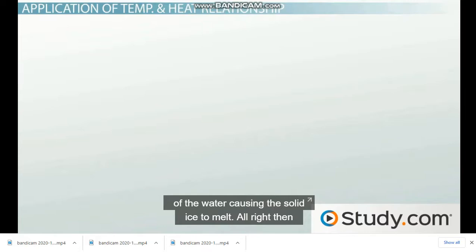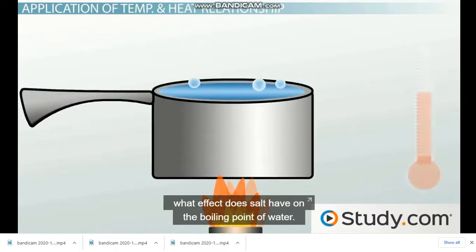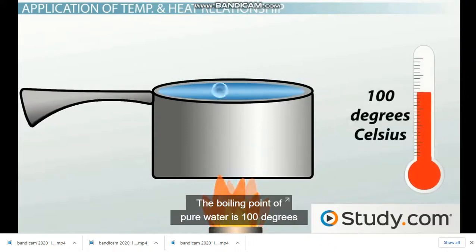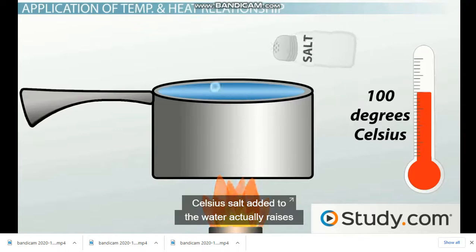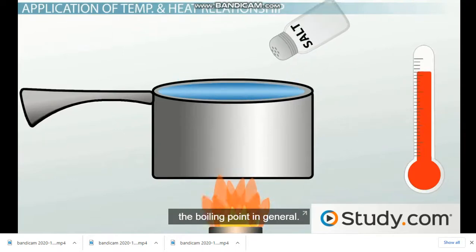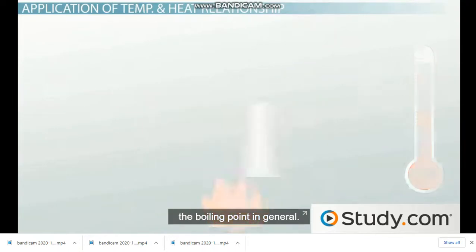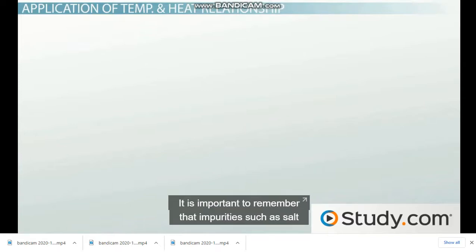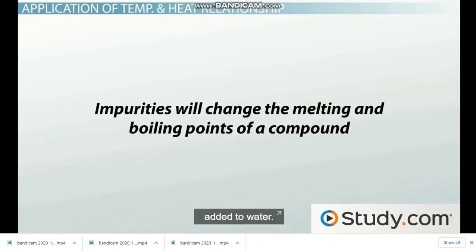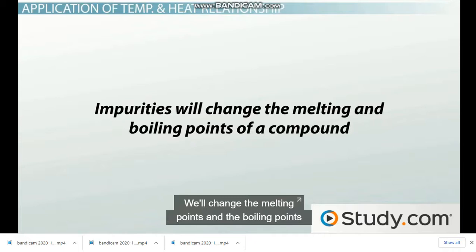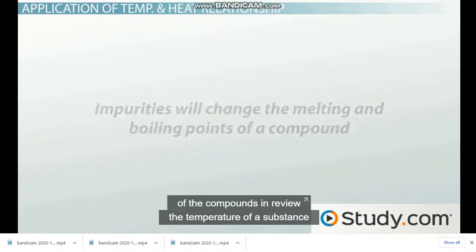All right, then, what effect does salt have on the boiling point of water? The boiling point of pure water is 100 degrees Celsius. Salt added to the water actually raises the boiling point. In general, it is important to remember that impurities such as salt added to water will change the melting points and the boiling points of the compounds.